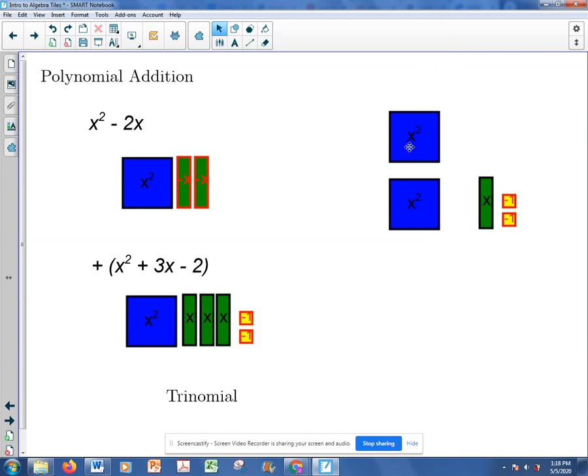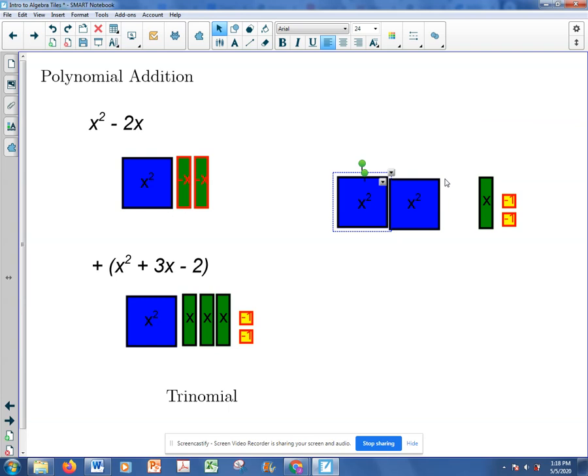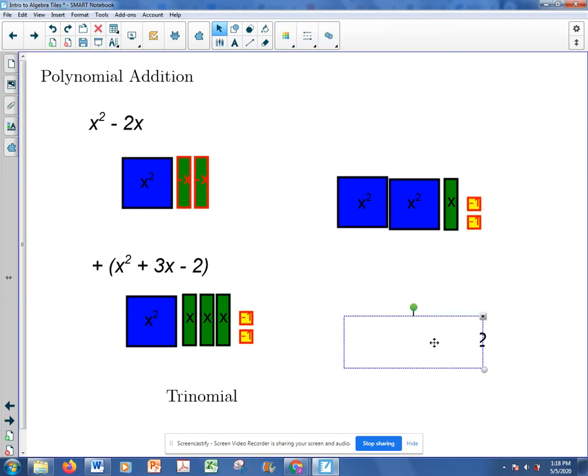Now I rearrange. I've got x squared, and then two x squareds, and then an x, and I had two negative ones, which makes a negative 2. I think I've got an answer down here: 2x squared plus 1x minus 2. 2x squared plus 1x minus 2. All right, and then we're going to figure out how to put these things together to do something called factoring.